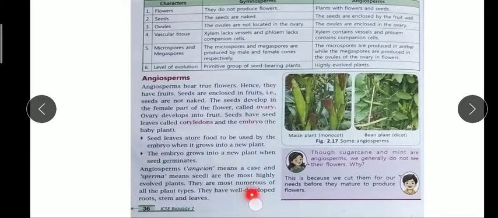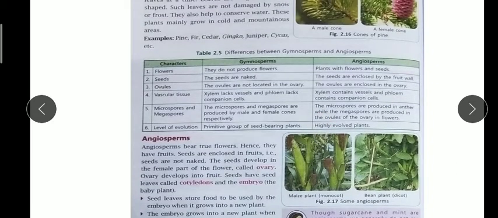They are the most numerous of all the plant types. They have well developed root, stem and leaf. So they are just opposite to gymnosperms. Now here you can see the differences clearly given. First one is the characteristics of flower.